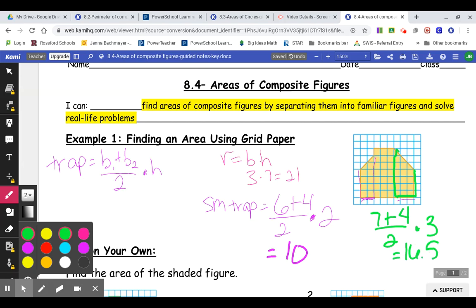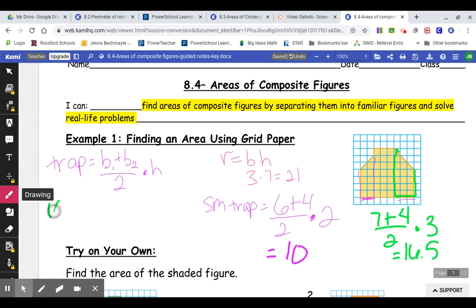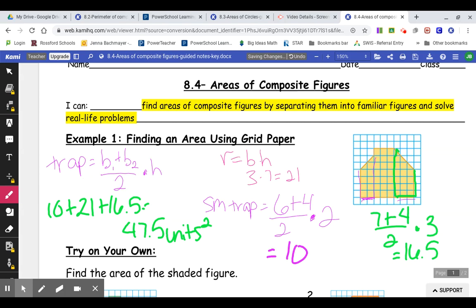So I'm going to add all three of those values together. So we have 10 plus 21 plus 16.5. And that is going to give me 47.5 units. And this time we are looking at area, so we have to square our units. Before we were looking at perimeter, we were just going around the outside. This time we actually need to have units squared. Okay, go ahead and pause the video and try the next two on your own.